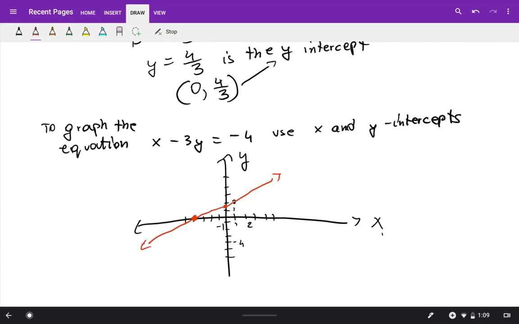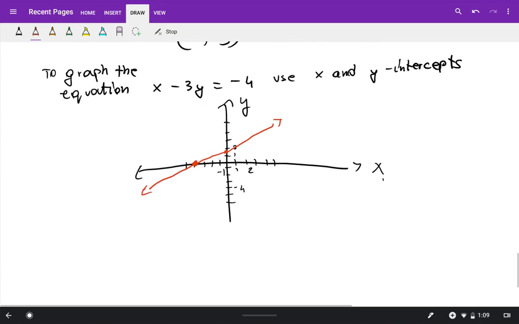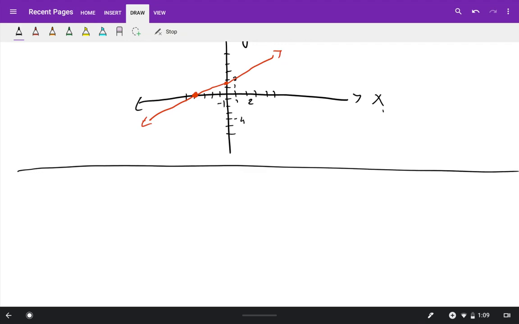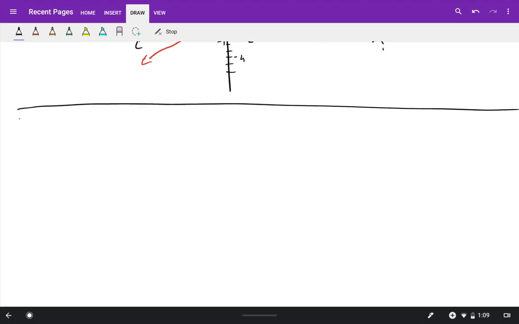Next, I'm going to talk about horizontal and vertical lines. That will be objective 4. Oh, not line test, just horizontal and vertical lines, not the test yet. That will be later with functions.